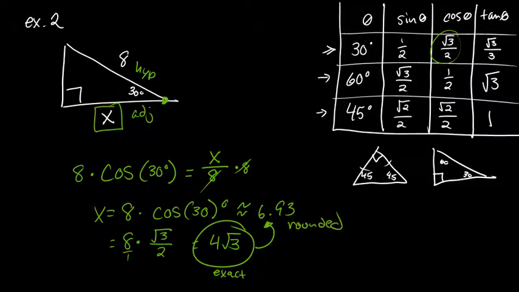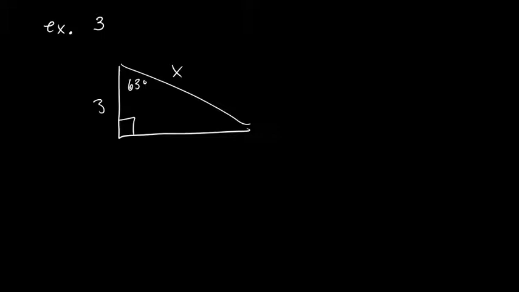There's a difference here. Sometimes I'll ask for you to round, and other times if it just says find the value, then that means use this chart. Use this chart and make sure that you have square roots in your answer. On to another example. Alright, in example 3, this is not a special right triangle because that's 63 degrees.